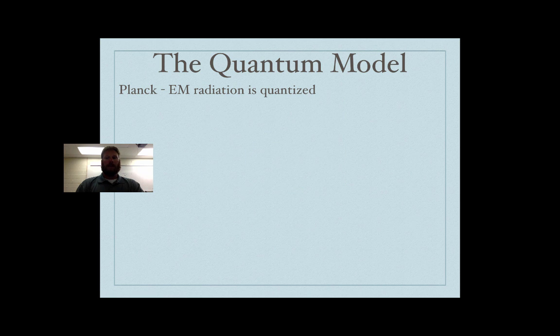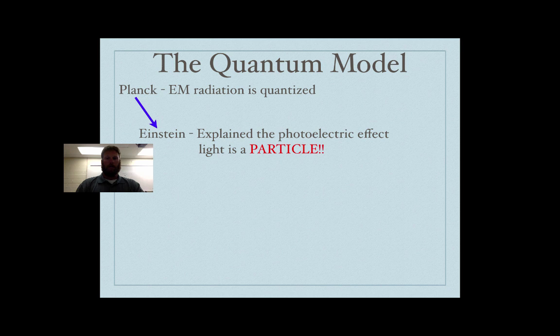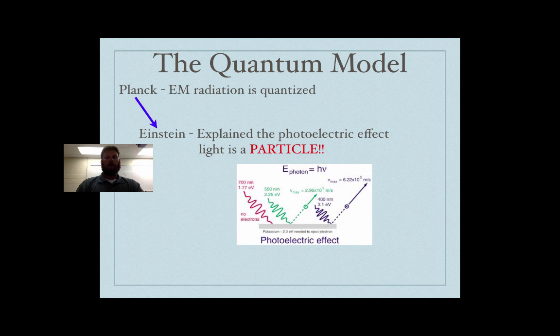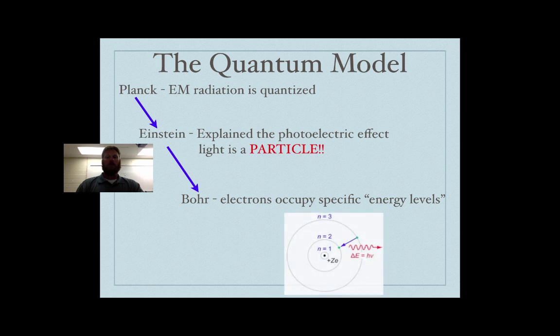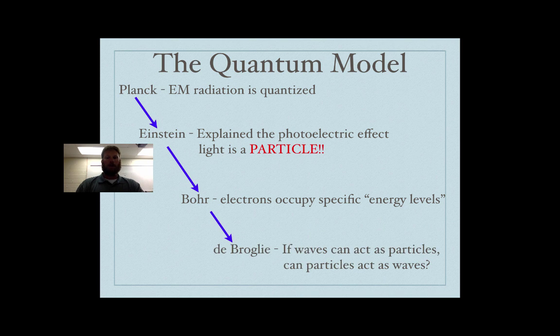Einstein explained that light acts as a particle. Then Bohr explained exactly where an electron can be around a nucleus. Then we have de Broglie asking us that question: if waves act as particles, can particles act like waves? We have to take all of these concepts and put them together to create the quantum model.